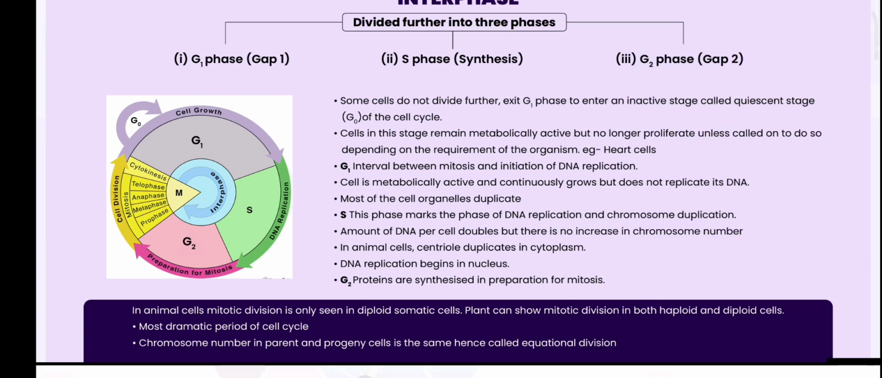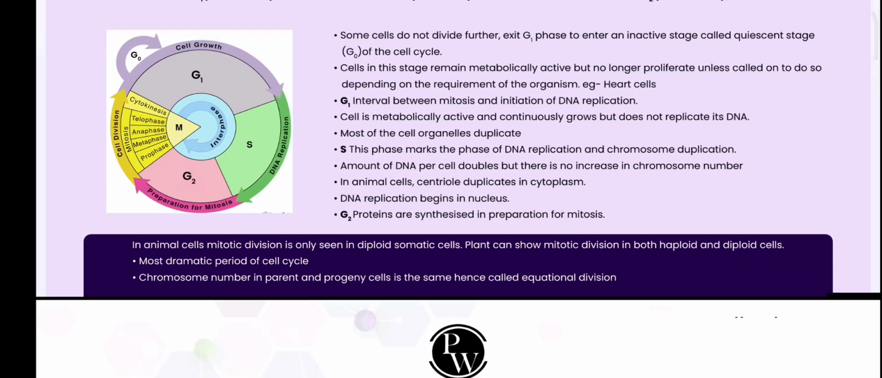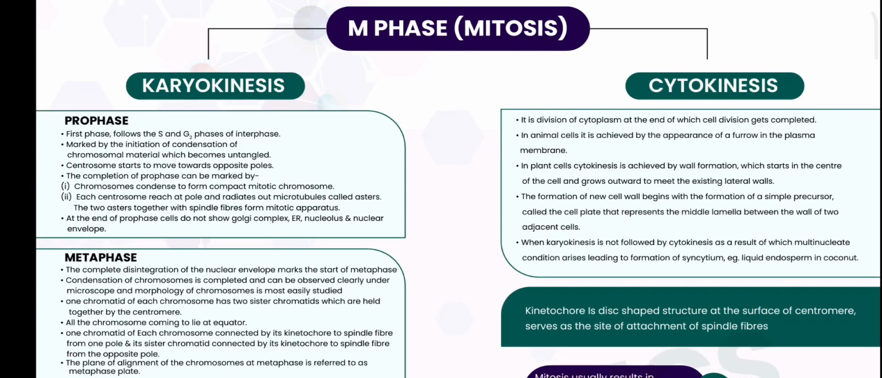In animal cells, mitotic division is only seen in diploid somatic cells. Plants can show mitotic division in both haploid and diploid cells. Mitosis is the most dramatic period of the cell cycle. Chromosome number in parent and progeny cells is the same, hence it is called equational division. Then M phase, mitosis phase: karyokinesis and cytokinesis.